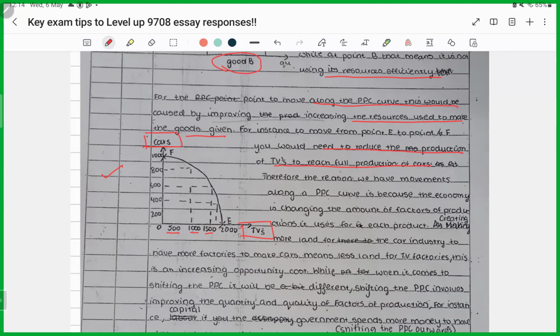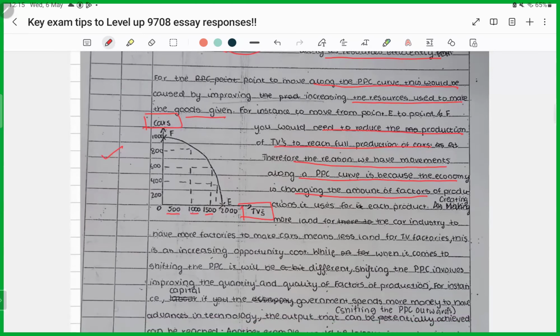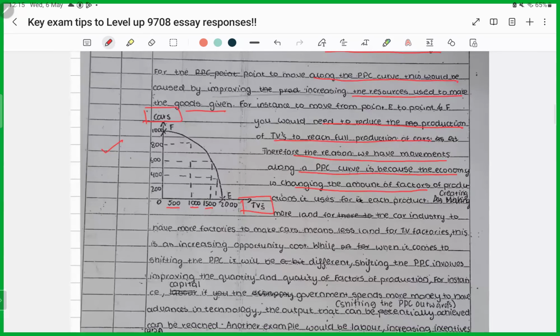Further it says, therefore the reason we have movements along a PPC curve is because the economy is changing the amount of factors of production it uses, creating more land for the car industry to have more factories to make cars, which means less land for TV factories. There's an increasing opportunity cost. When it comes to shifting the PPC, it will be different.